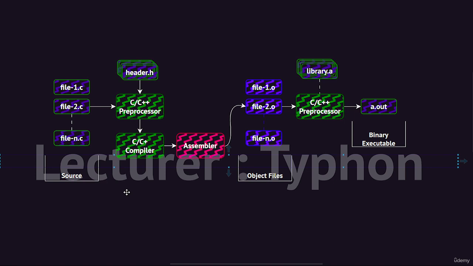Third, we have assembly. During assembly, the assembler further translates the assembly code into object code, consisting of binary instructions and data representations specific to the target processor. This step involves resolving memory addresses and generating relocation information.